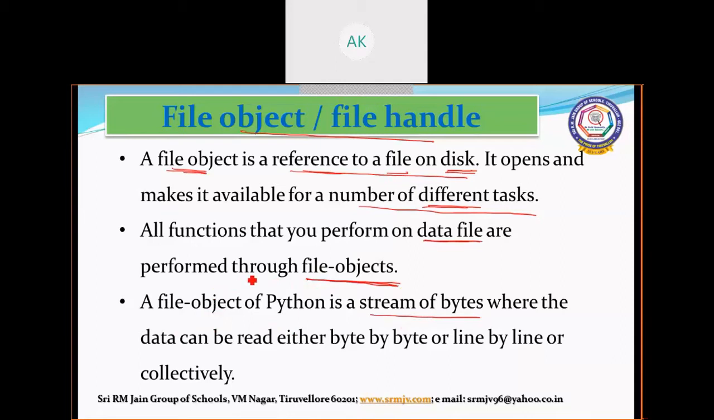So once the object is connected with the file, it may read a stream or a sequence of bytes, where the data can be read either byte by byte, or line by line, or collectively, or the entire file can be read through your file object.